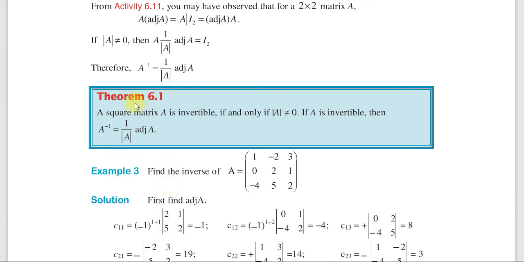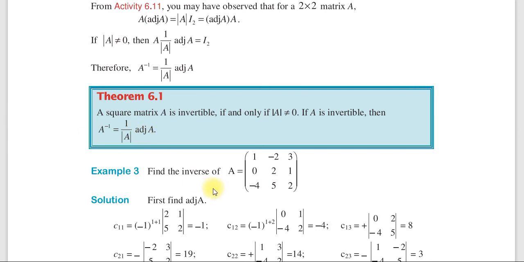So there is a theorem here. A square matrix A is invertible if and only if the determinant of A differs from 0. If A is invertible, then A inverse is equal to 1 over the determinant of A times adjoint of A. Or in short, A inverse is adjoint of A over determinant of A.